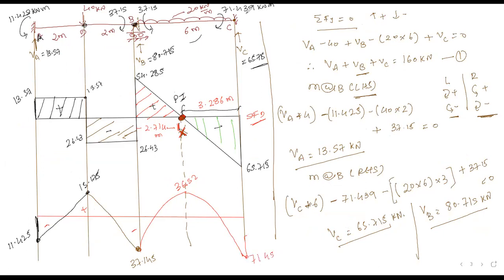Now tell me, what is the value of moment at point C? 71.439, yes or no? The value is 71.439, just near. Do you all agree? Okay, it is coming just near, right? Tell me. Students, please be active in the lecture. Yes sir.